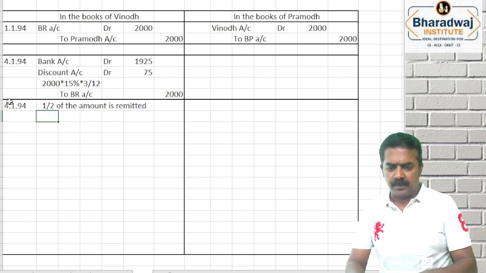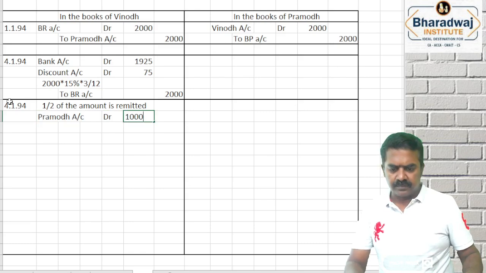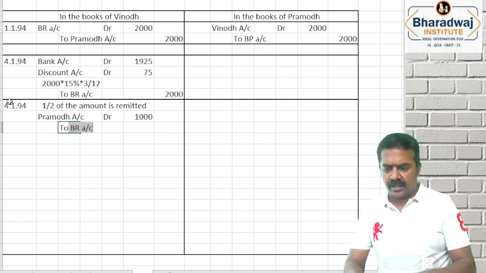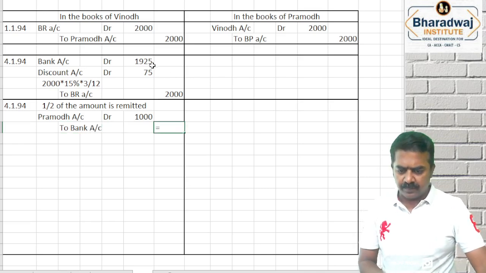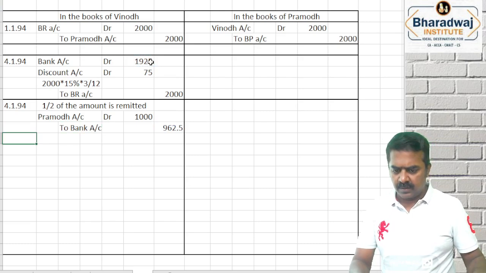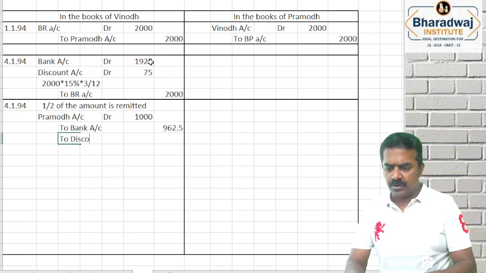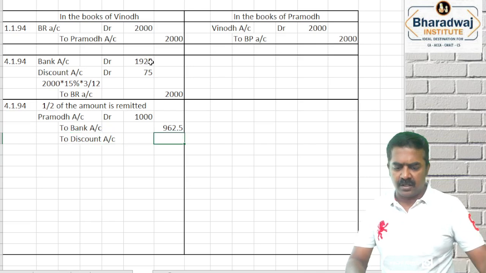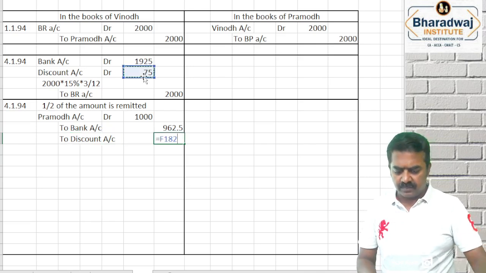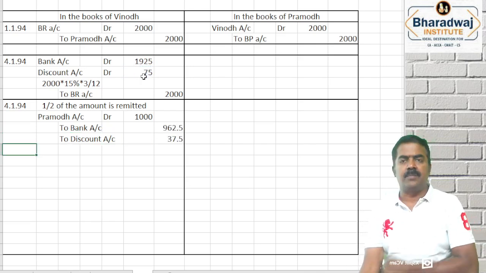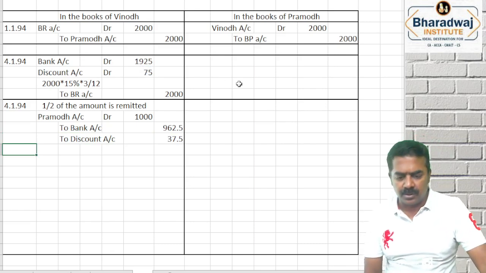So what is the entry you will pass? Pramod account debit to 1000, to cash or bank account, amount la half. To discount also, the other party should share half the amount. The ratio in which money is shared, in the same ratio should share the discount also.